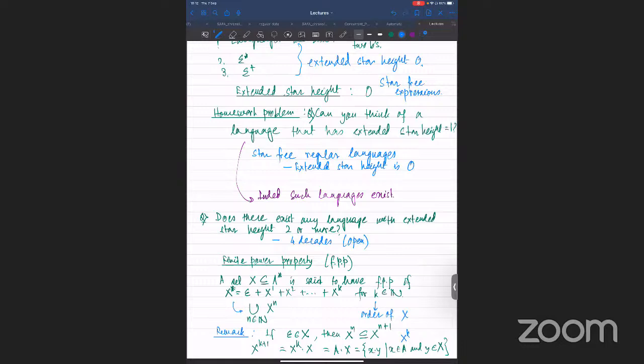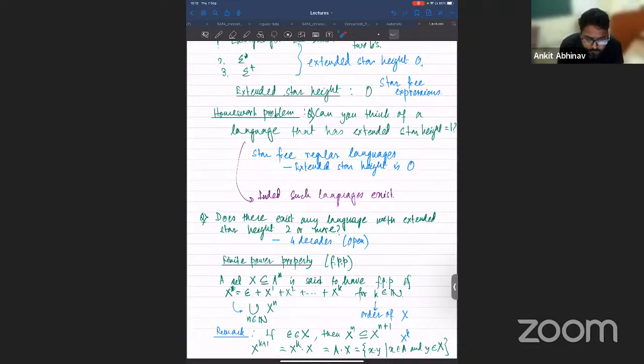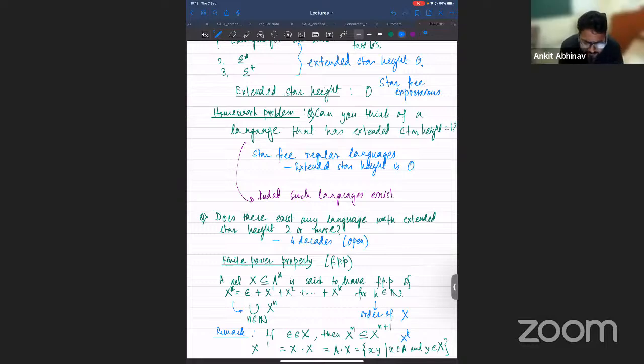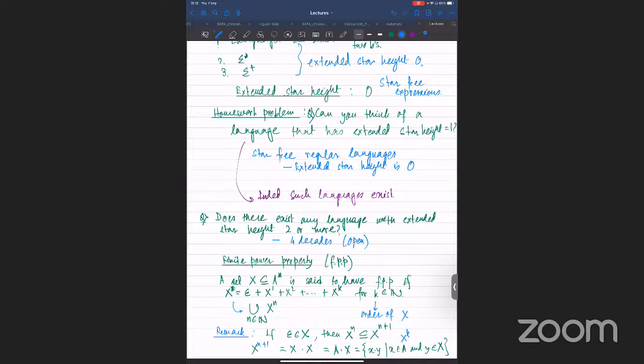Now, if X has epsilon, then y can be epsilon, right? So every word that belongs to Xk will also belong to Xk plus 1. Is it clear? Yeah. Or every word that belongs to Xn belongs to Xn plus 1. Sorry, I possibly confused you with k and n. Xn plus 1, here is Xn, and here this and this. Okay, is it clear now, Ankit? Yeah. Okay, good.